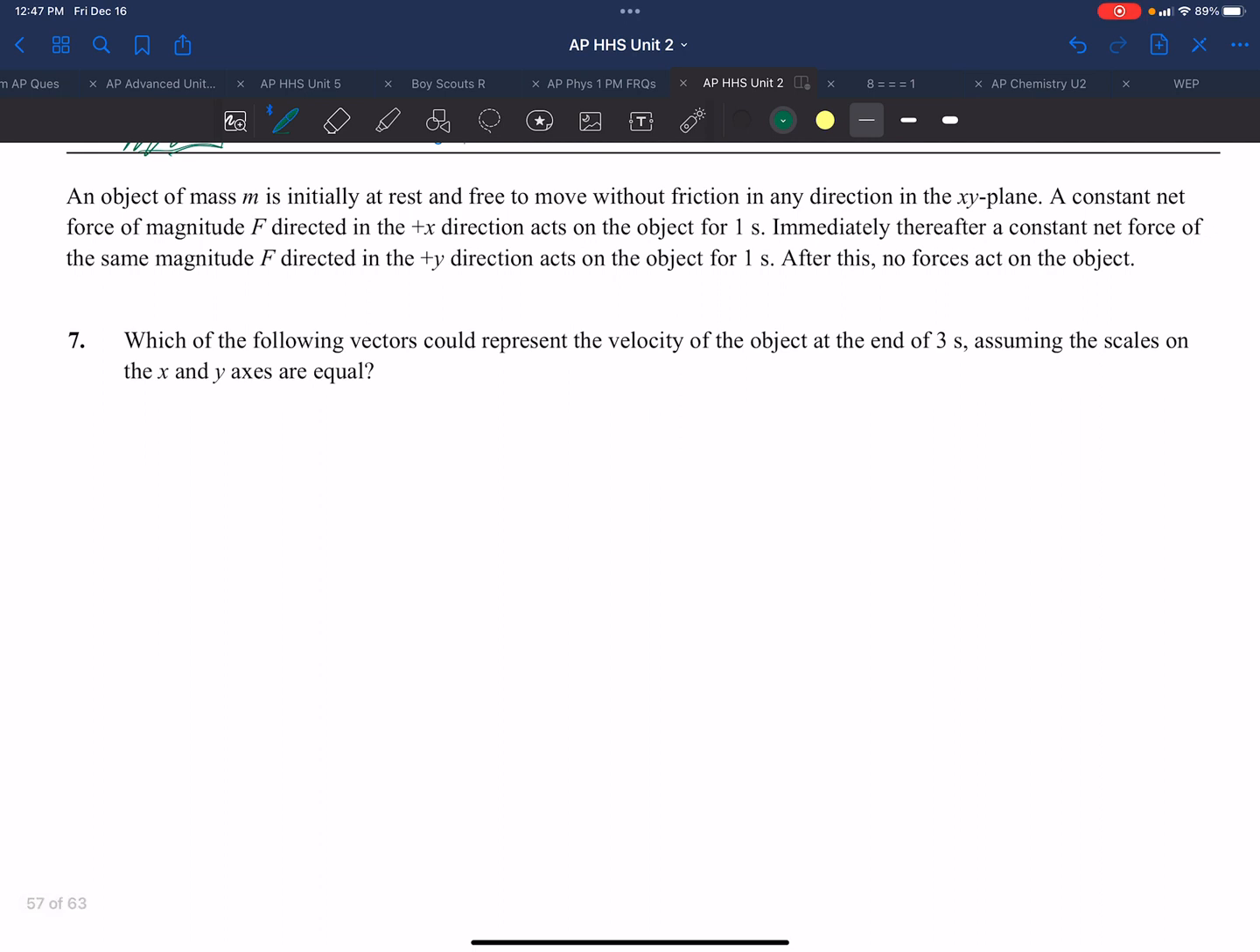So we have an object of mass m that's initially at rest, so v0 equals 0. It can move without friction in any direction in an xy plane. So there's a plane. There's the object, here's the x, and here's the y plane. A constant net force of magnitude F is directed in the positive x direction for 1 second.